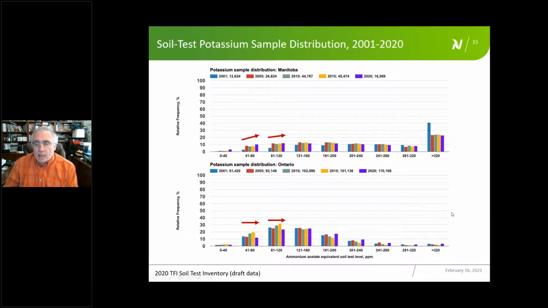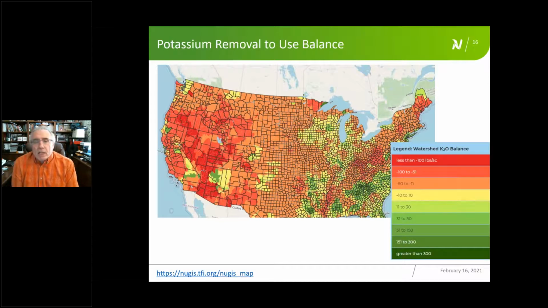to maintain adequate potassium. So then again, we look at the removal to use balance, and we see throughout the plains of the US and in the western states, we're very negative in terms of balance. And again, that's not an immediate cause for concern because many of these soils are very high in potassium. There are some areas where there are low testing soils that should be of concern.